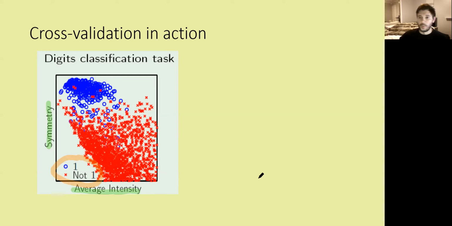Okay, so you remember the number 1, it's symmetric, high symmetry, but it doesn't take up a lot of space when you write the digit 1. So it's low intensity, high symmetry, which is why we're getting a lot of positive observations up here in the top left that we're classifying as 1s. And then we have a lot of negative observations, not 1s, down here in the bottom right. Okay, but you'll notice there are some exceptions. There's a couple blue dots that kind of move down into the bottom right region, and there are some red dots up here in the top left region.